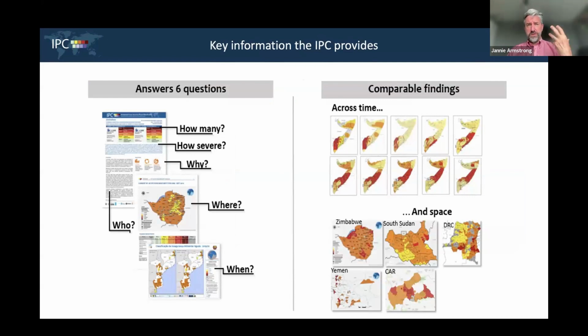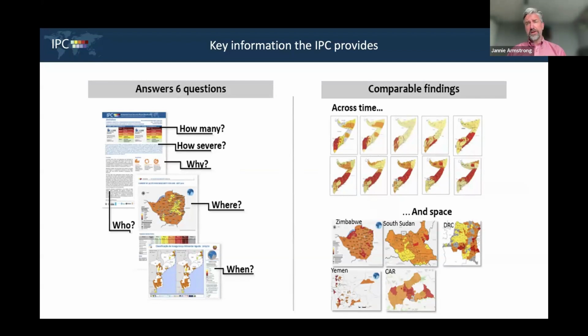So the work we do tries to answer 6 questions, which is how many people are food insecure, how badly off are they, why is this happening, where, what is the nature of these people, and when is this happening? We try to do 2 things here. We try to make this comparable across time and across space.